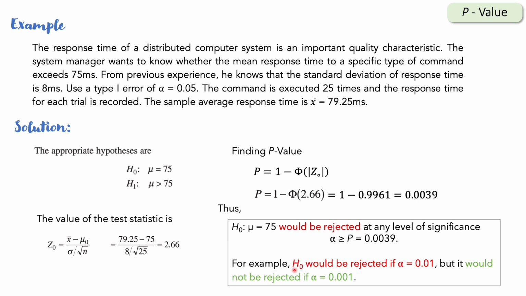Therefore, the null hypothesis would be rejected for the value 0.01. 0.01 is obviously larger than this, right? But it would not be rejected if alpha is 0.001. Okay, so clearly our alpha is 0.05, which is much larger than the value of p. We can very easily reject the null hypothesis.